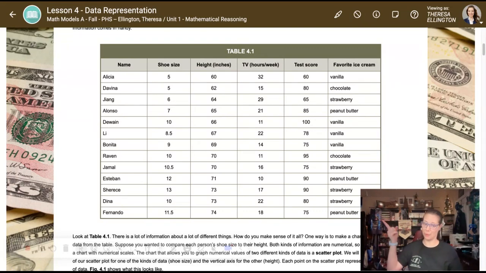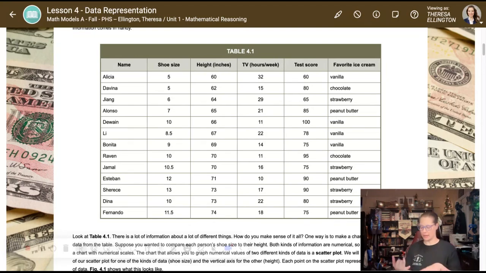Starting with this table right here, there is so much information. We've got names, we've got shoe sizes, we've got height, we've got test scores. This looks like all the information you might have gathered in a survey, but this does not display data so that you can see trends.